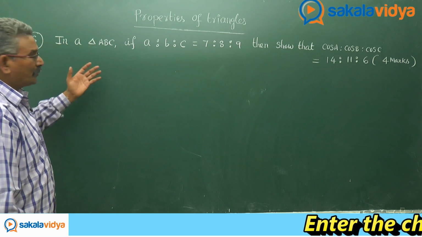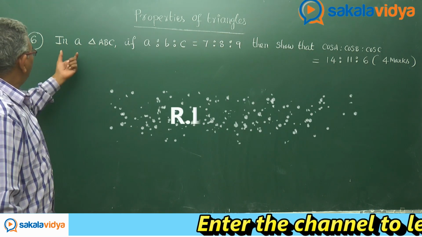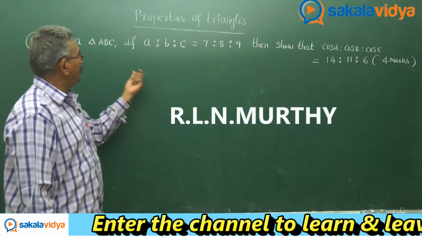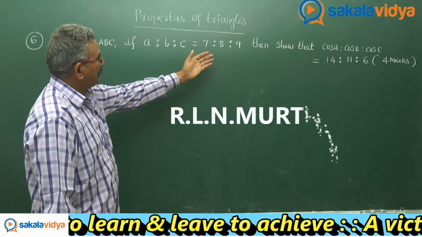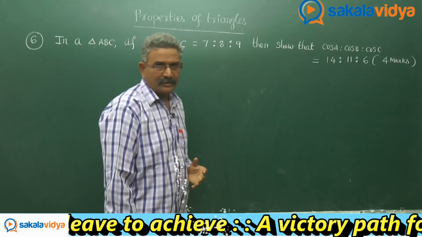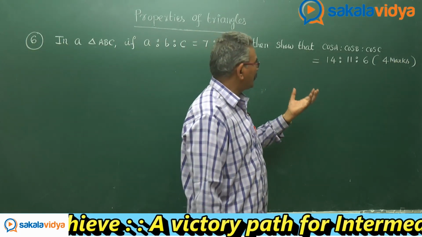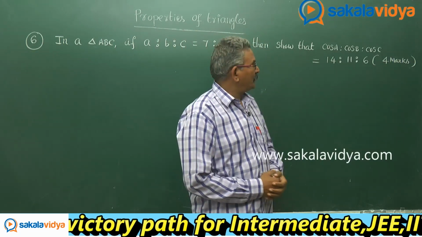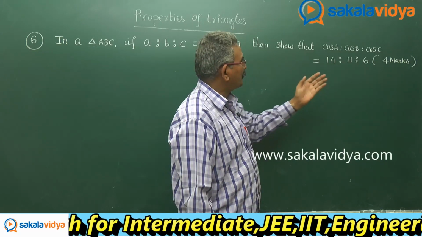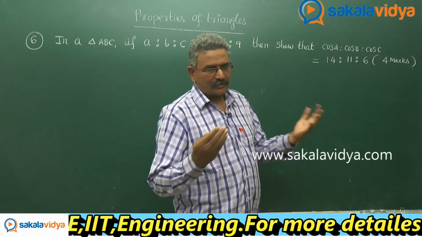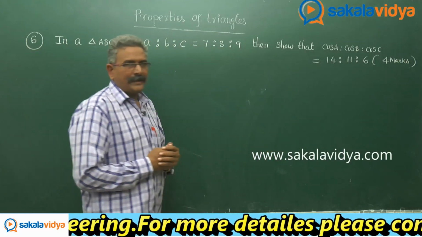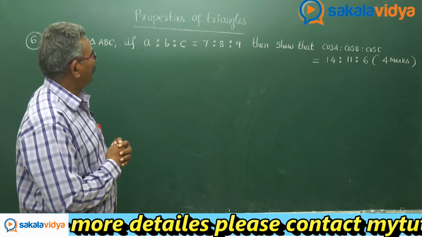So let us solve one more problem. In a triangle ABC, if a : b : c = 7 : 8 : 9, then show that cos A : cos B : cos C = 14 : 11 : 6. It may be given for a 4 marks question. This is a short answer type question. Okay, first let us make a plan.